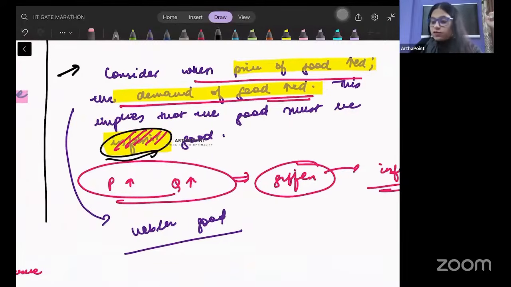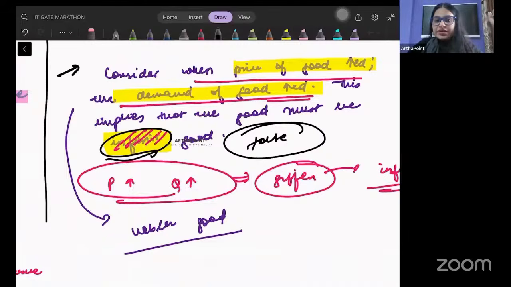So is this statement always true? No. It is a false statement, right? I cannot always say that it will be a Giffen good.